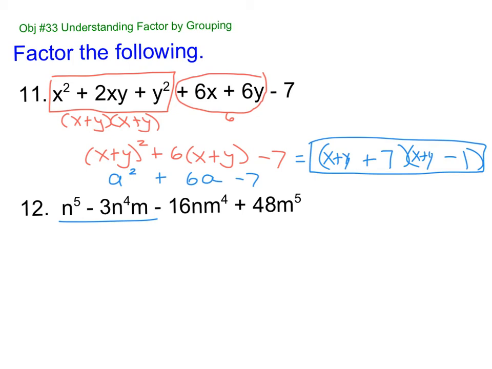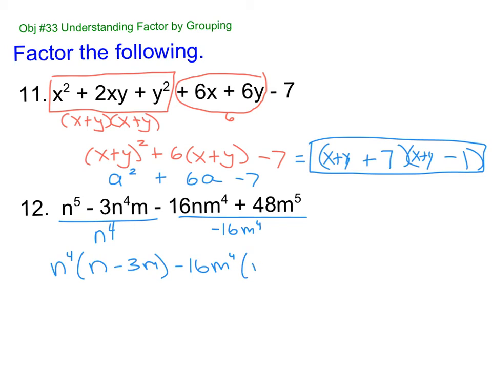Then it occurs to me, let's go back to what we know. You should always default to checking for a GCF, right? We're checking for our GCF. So n to the fourth, n minus 3m. And then over here, negative 16m to the fourth, n minus 3m. So we have n minus 3m times n to the fourth minus 16m to the fourth. But this is a difference of squares. So now pause and do the difference of squares part on your own.